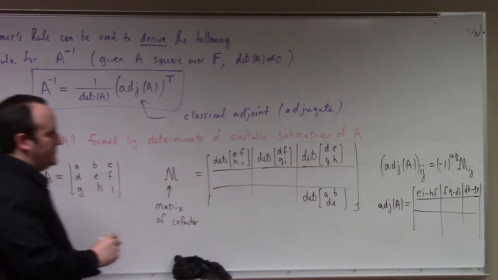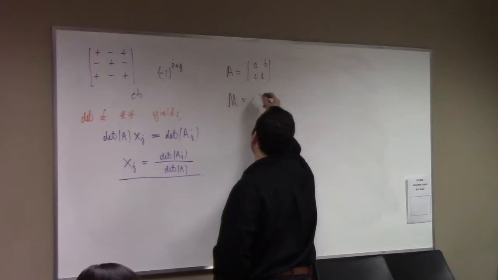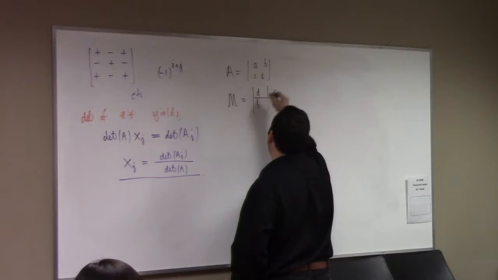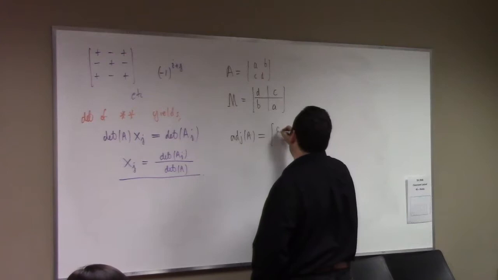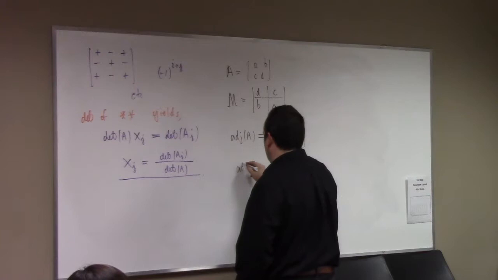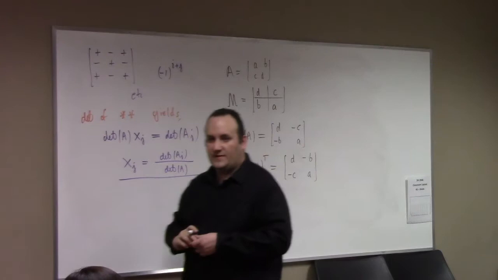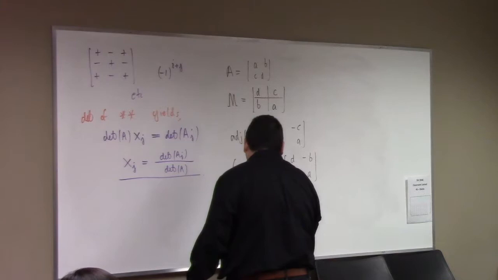That's actually worth doing over here. If I have A equals A, B, C, D, what's my matrix of cofactors? The cofactor matrix is just D, C, B, A. Then the adjugate of that is D, minus C, minus B, A, and then transpose that, what you got? D, minus B, minus C, A, divide by the determinant. There you go, that's our 2x2 inverse formula.